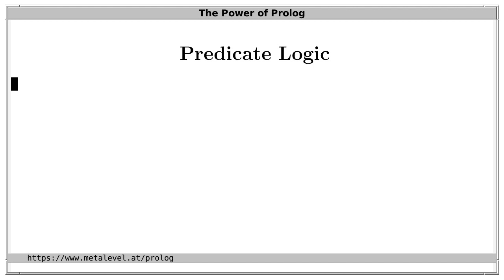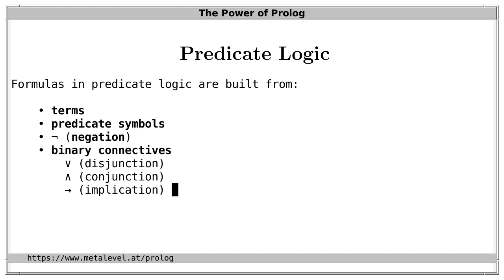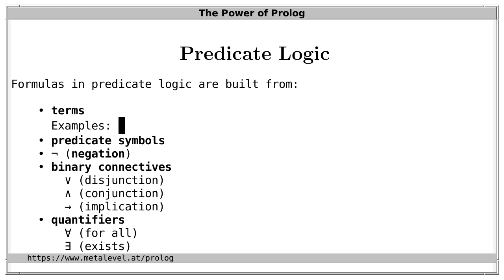Predicate logic lets us formulate quite general statements and questions about our domains of interest. And to express statements in predicate logic, we use formulas. And formulas are defined inductively. They are built from terms, predicate symbols, negation, binary connectives, such as disjunction and conjunction, and quantifiers. Terms are also defined inductively.